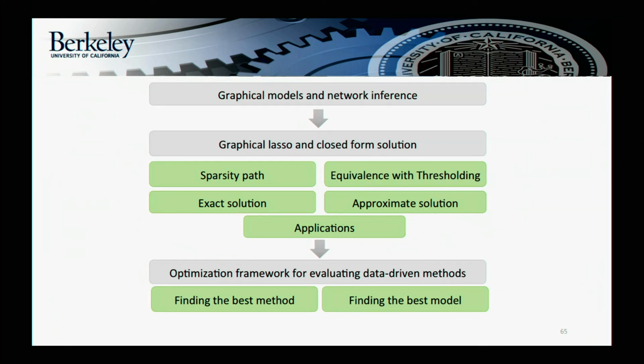All right, just to wrap up, I talked about graphical models briefly and talked about graphical lasso, which is a popular method in machine learning for learning Gaussian graphical models. It's a conic optimization technique. We talked about the sparsity path, meaning how the sparsity of the solution of graphical lasso increases or decreases with respect to the regularization parameter. We derived conditions for equivalence of this technique with a simple thresholding technique. We also derived closed form solutions and applied them to functional MRI and traffic networks. And finally, we developed an optimization framework for evaluating the performance of different data-driven methods.